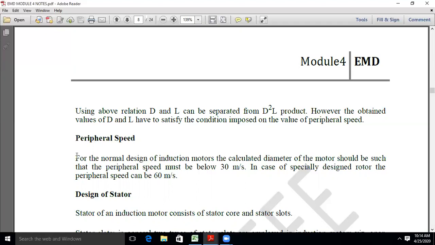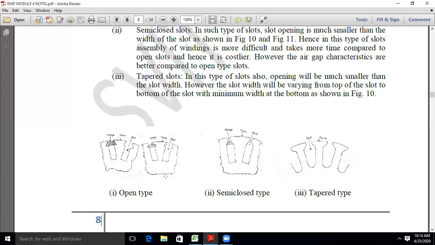For the normal design of induction motors, the calculated diameter of the motor should be such that the peripheral speed is below 30 meter per second. In the case of a specially designed rotor, the peripheral speed can be 60 meter per second. Now we'll have the design of the stator.